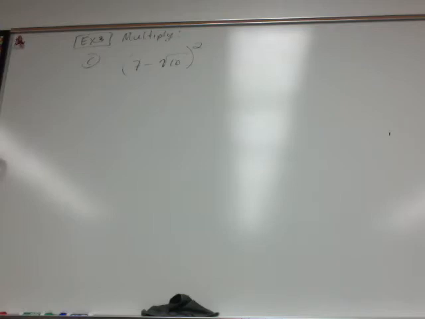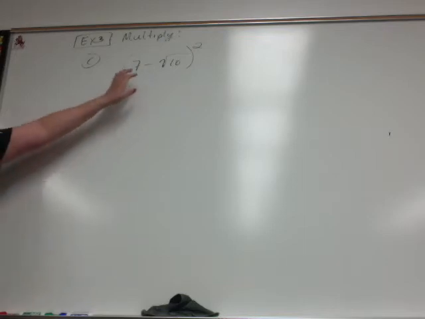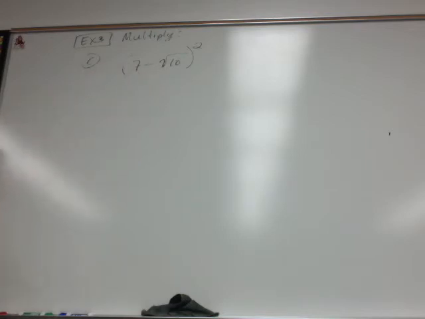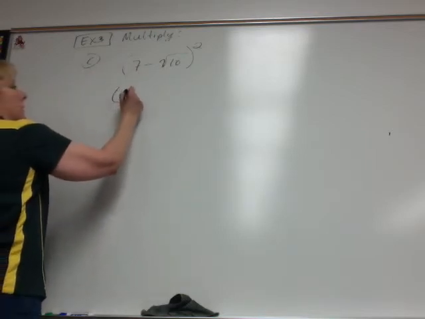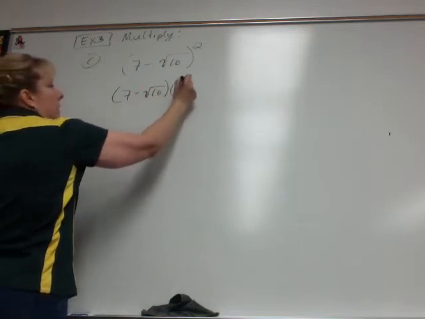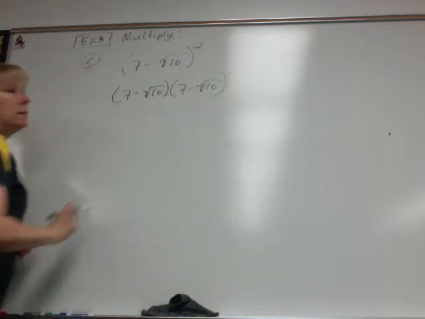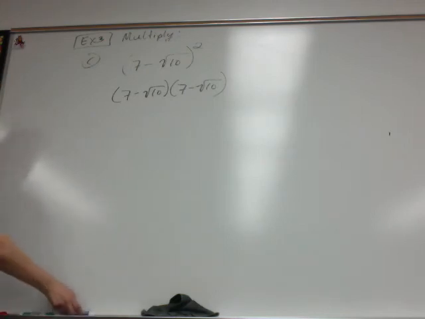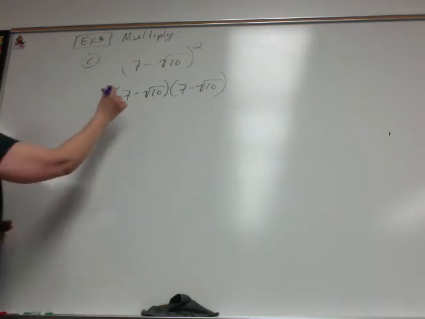This is not the difference of two squares factor pattern. Think of what it really means to have 7 minus radical 10 squared and write out what it really means and do the multiplication. What does it really mean? What are you multiplying this by? Itself, right? So isn't it really 7 minus square root of 10 times 7 minus square root of 10? If you do a double distribution on this, you will have a radical in your answer.